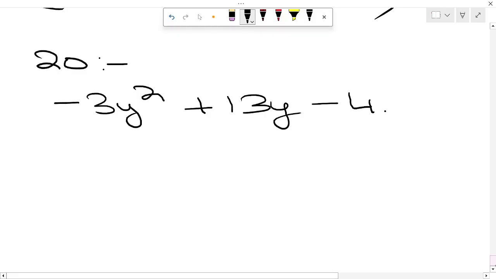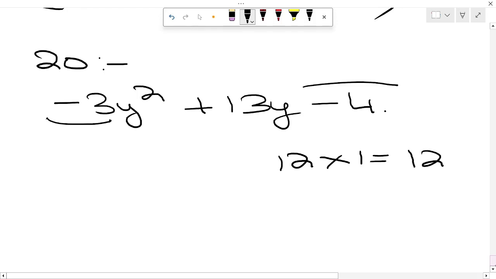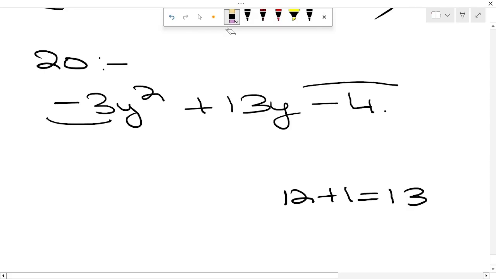Now what will we do? This is also a quadratic equation. We have a coefficient of negative 3 right here, and we have negative 4. When we multiply these two, it's 12, and when we add, we need positive 13. So the factors will be 12 and 1. Why? Because when you multiply these it produces 12, and if you add them up they produce 13. So I think these are going to be the factors of this quadratic equation. It will be 12 and 1.